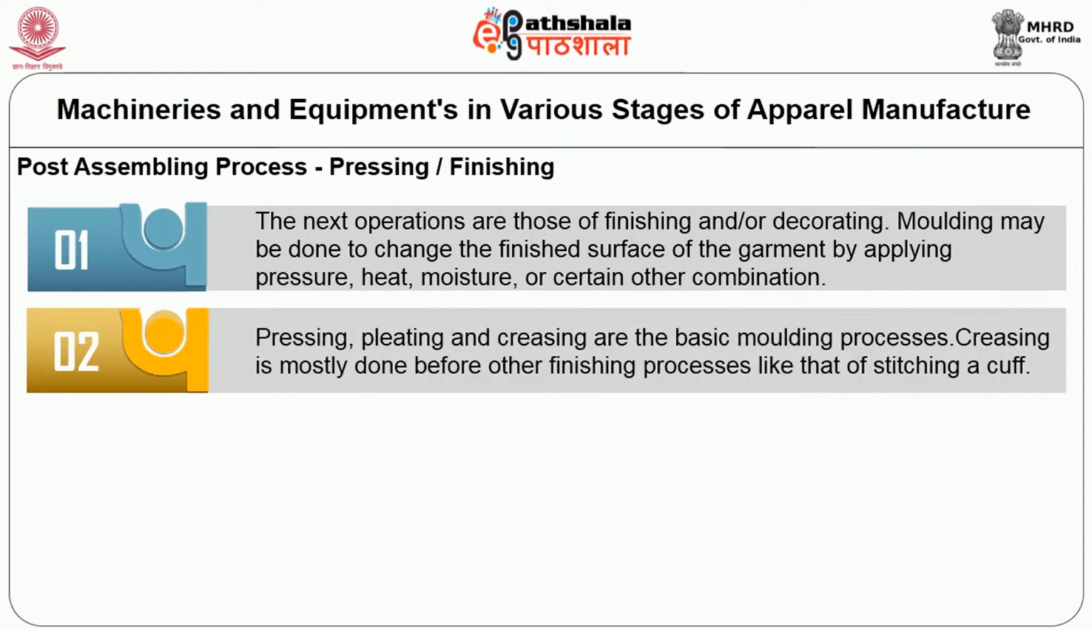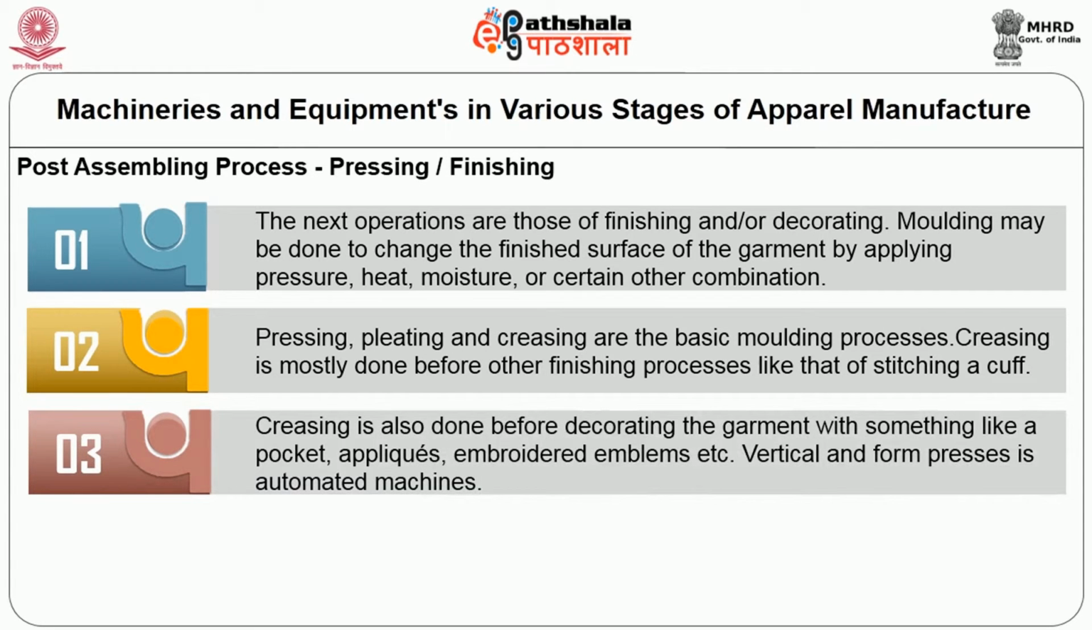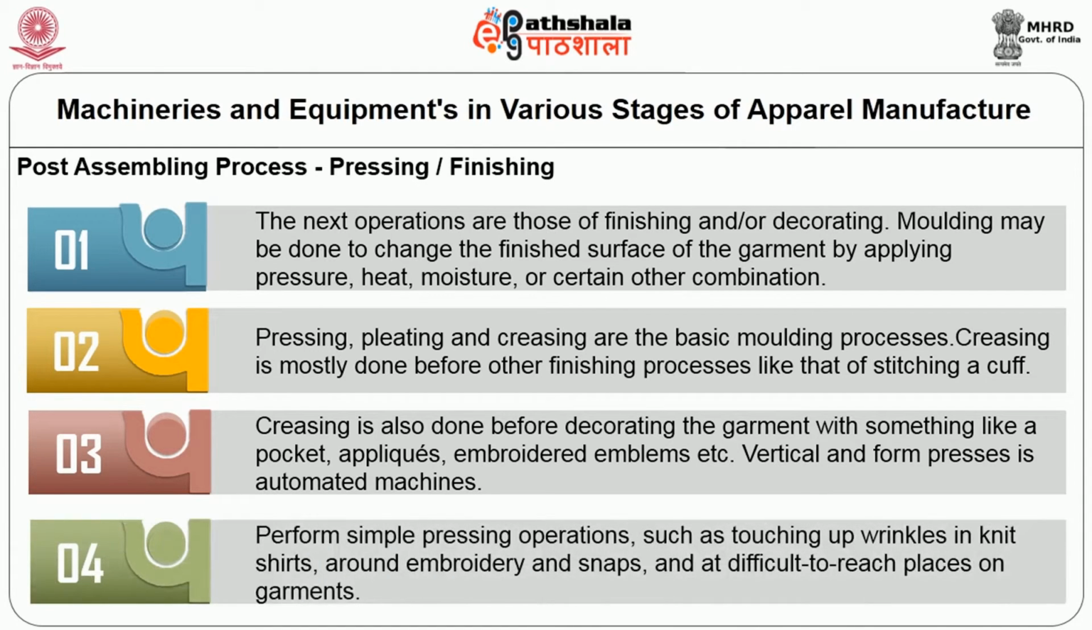Pressing, pleating, and creasing are the basic molding processes. Creasing is mostly done before other finishing processes like that of stitching a cuff. Creasing is also done before decorating the garment with something like a pocket, pleats, embroidered emblems, etc. Vertical and form presses are automated machines. They perform simple pressing operations such as touching up wrinkles in knit shirts, around embroidery snaps, and at difficult to reach places on the garments. So this machine is an example of finishing jackets.